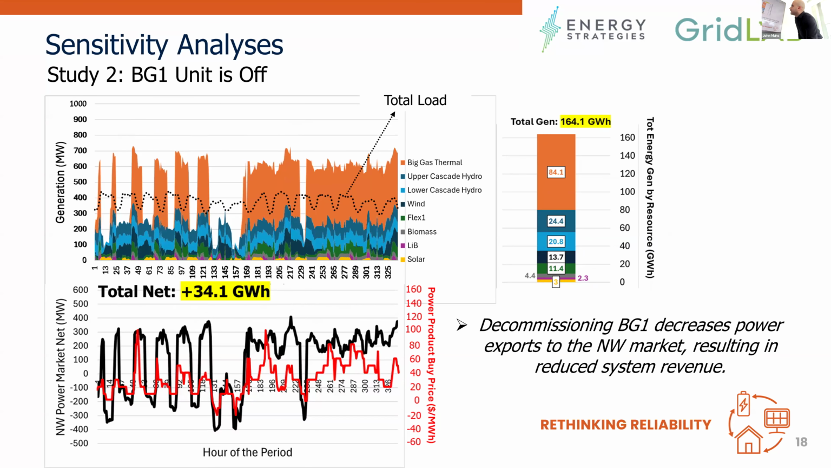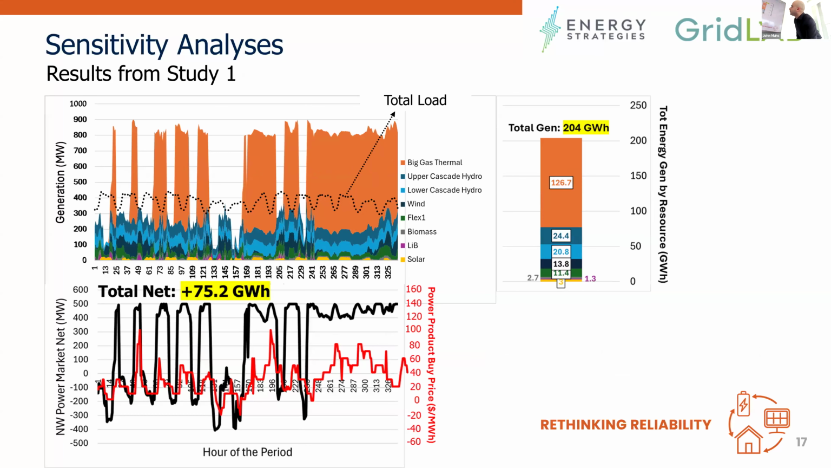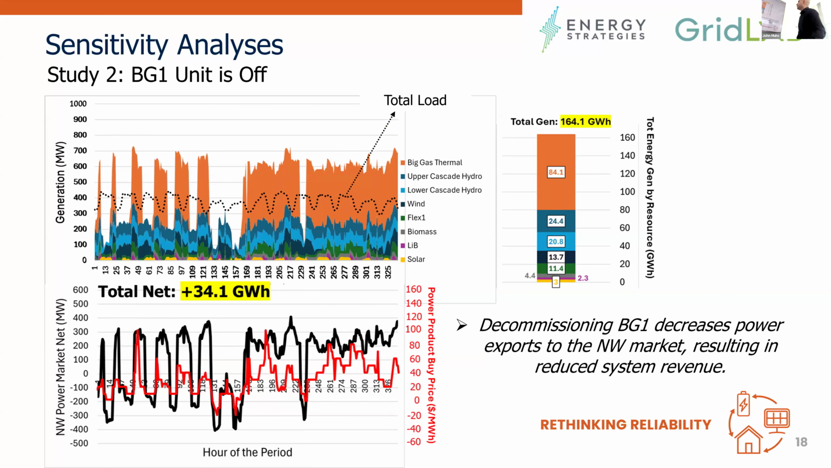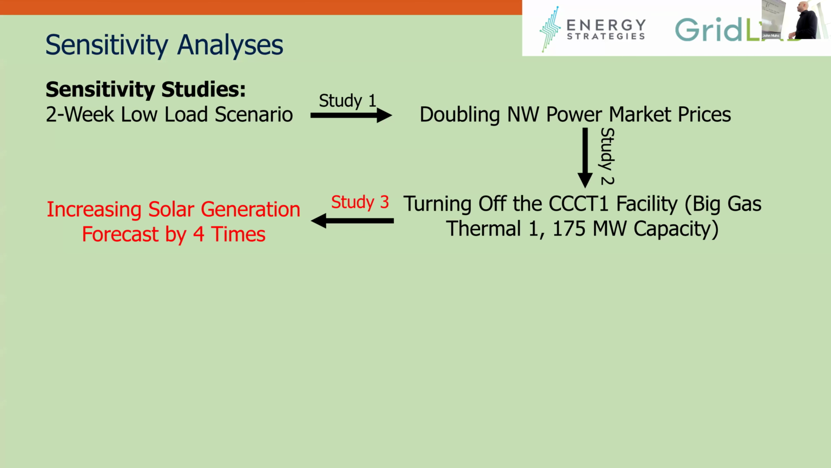And you can see the height of the orange color decreases in this scenario. And also we have much lower export to Northwestern power markets, because we have less generation. And then I go to study 3.